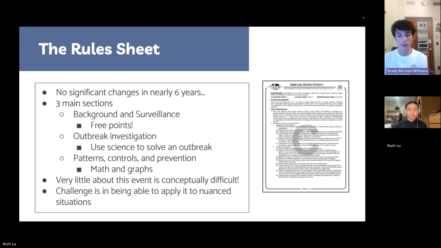And this event is not super conceptually difficult. The big ideas are all fairly simple. There's just a good amount of stuff to know. And like I said, once you learn it the first time, it doesn't really change that much year to year, which is nice. But there's a lot of different outbreaks, a lot of different situations you may need to apply that information in, and being able to do that and being adaptive on the fly is more important in this event.